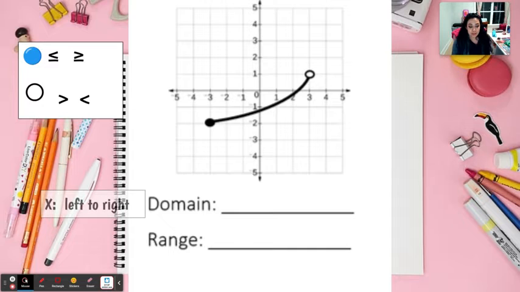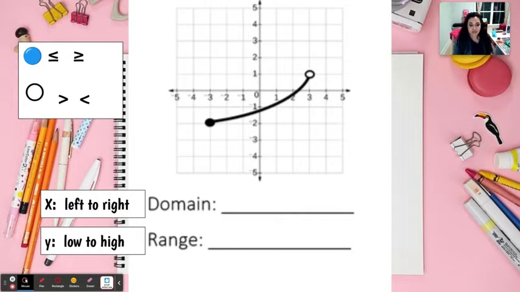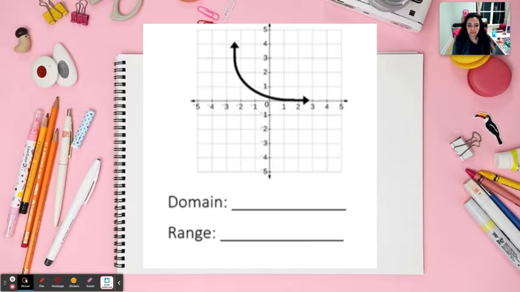The other quick hints is that domain is your x values. You go from left to right. And range is your y values. You go from low to high. Okay, good luck on answering these questions. Here's another one.